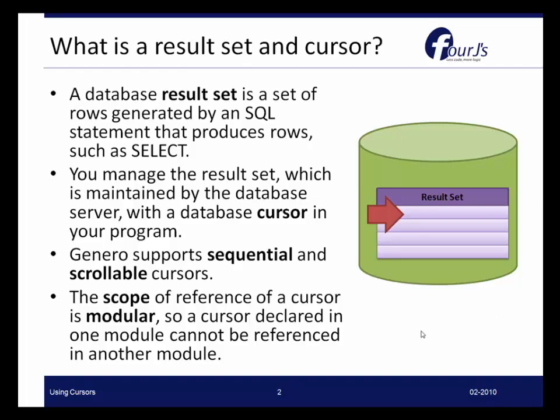Genero supports sequential and scrollable cursors. Now a sequential cursor allows you to look through the rows one at a time, beginning to end, and scrollable allows you to navigate within the result set as needed. The scope of reference of a cursor is modular, so a cursor declared in one module cannot be referenced in another module.